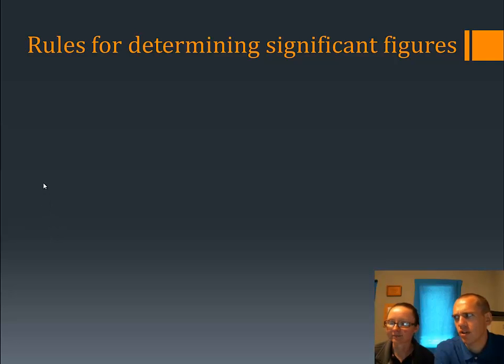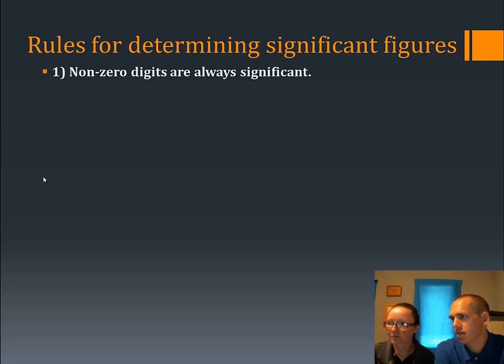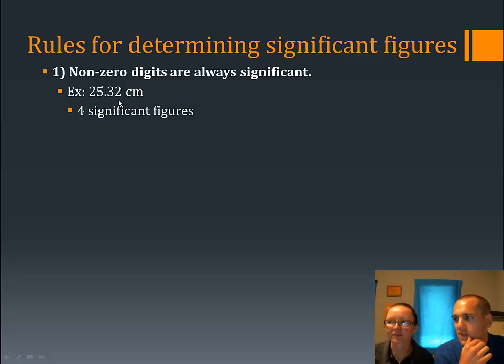Now, if it's a number, it counts. So the first rule is non-zero digits are always significant. It's really only zeros that we need to worry about when we're doing significant digits. So the first example, 25.32 centimeters. It's got four digits in it, and they're all non-zero, so all four digits are significant. So 1, 2, 3, 4. So the answer, as you said, four significant figures. Very good. That one's an obvious one.